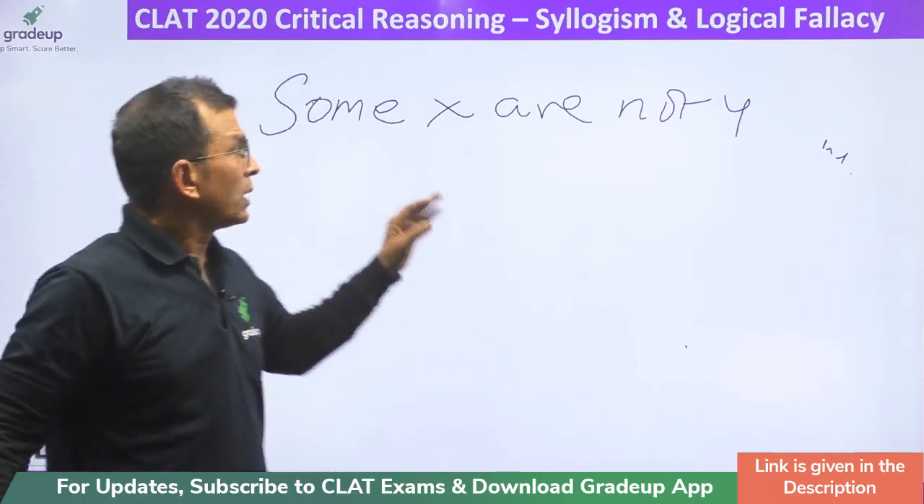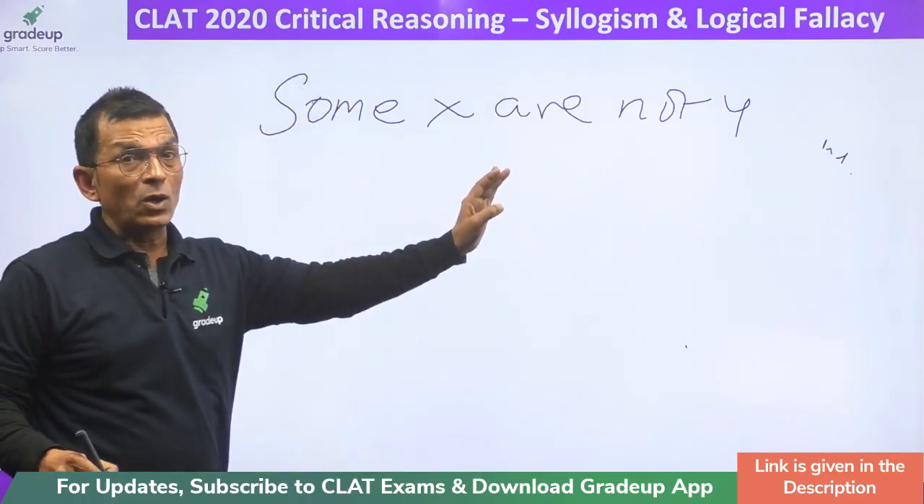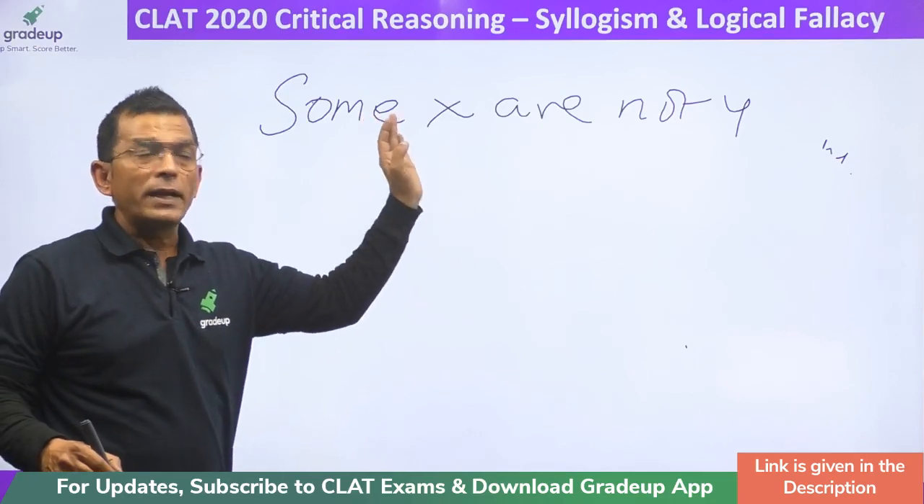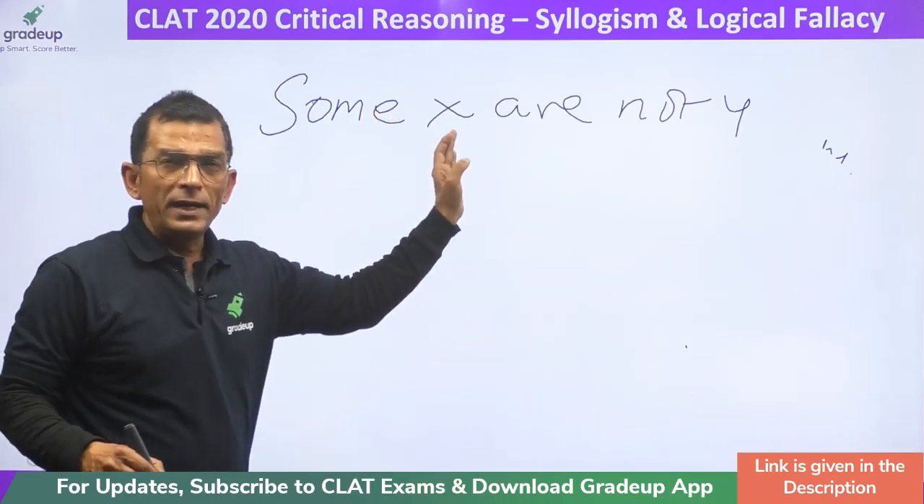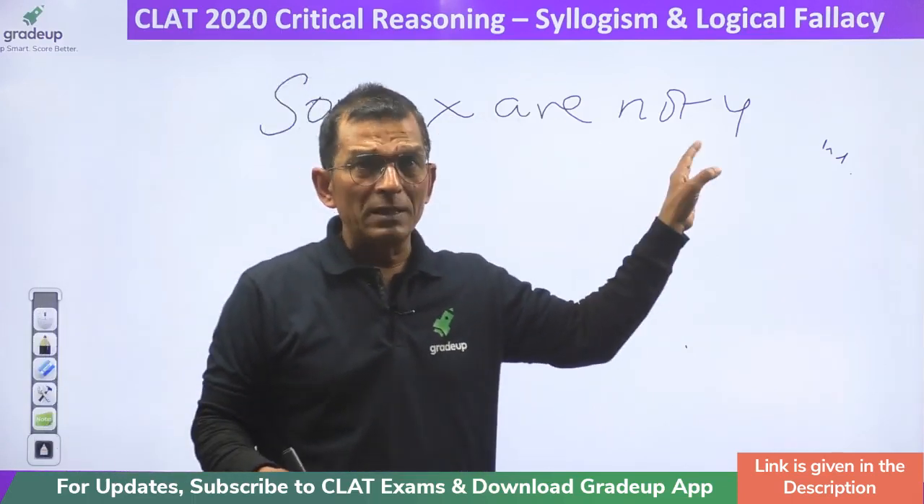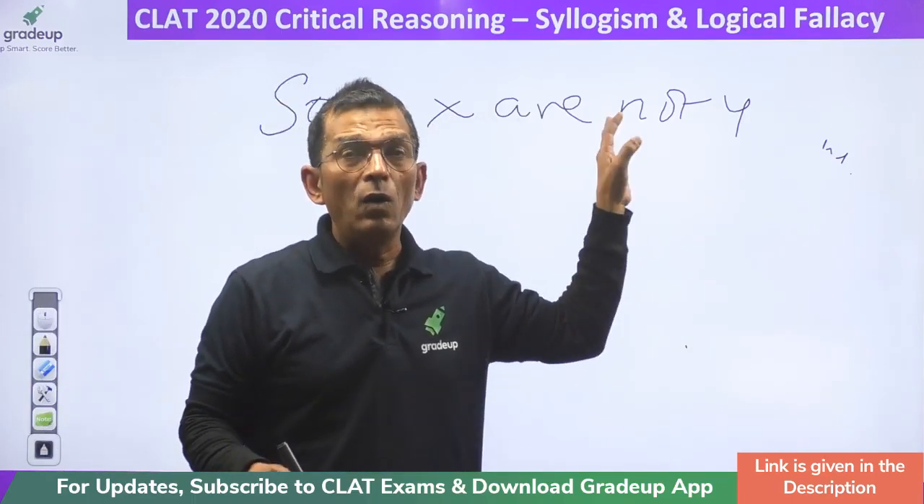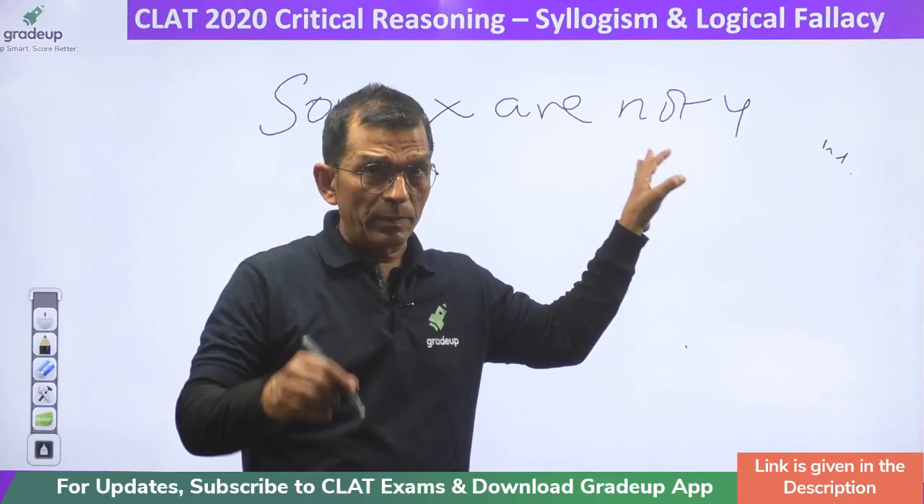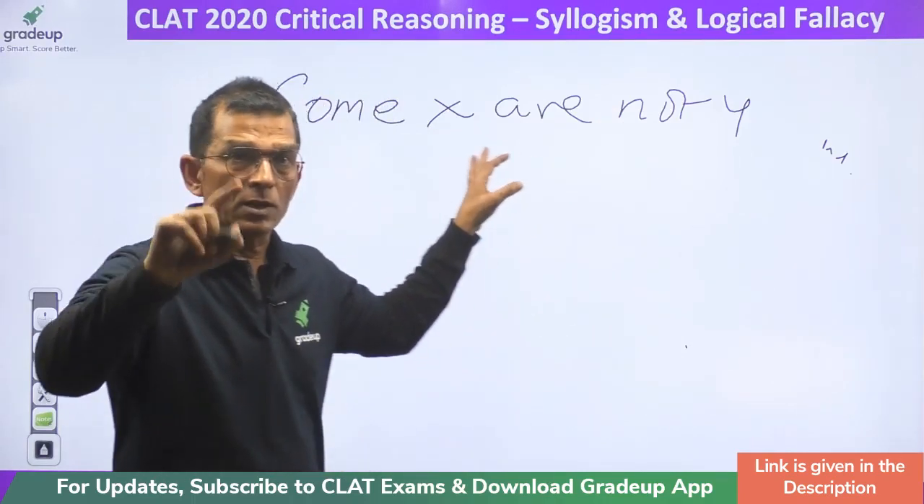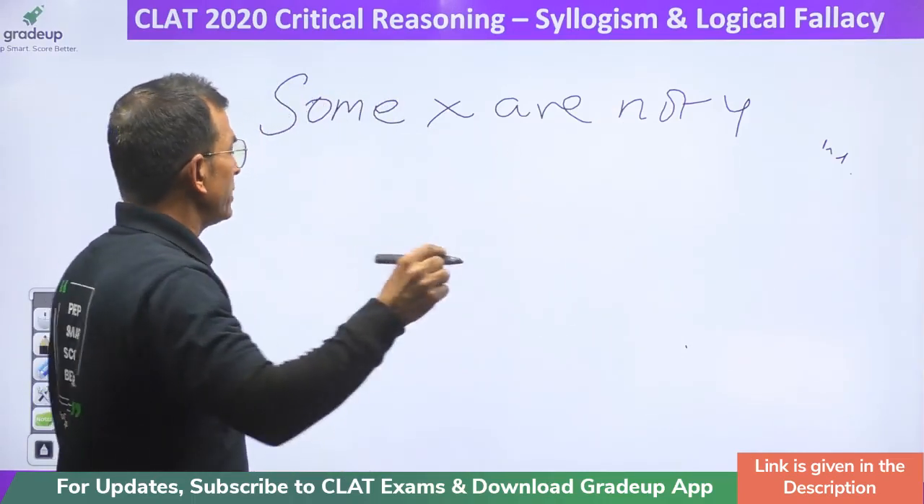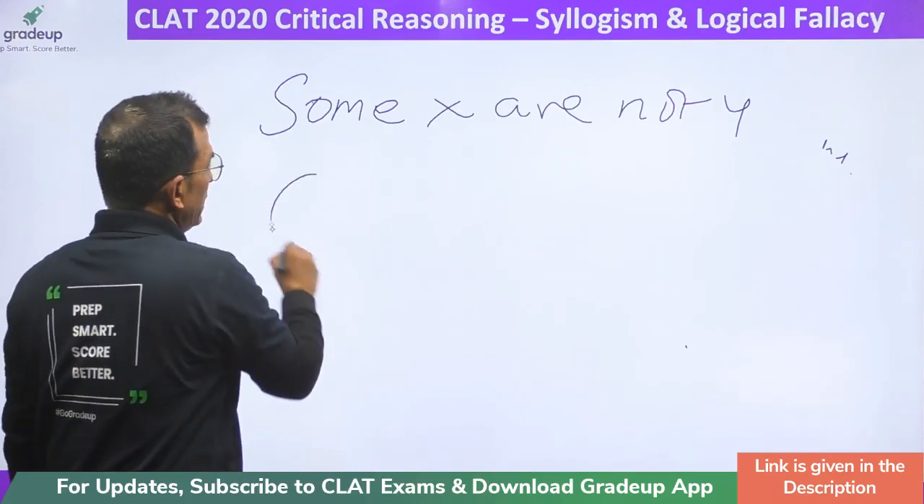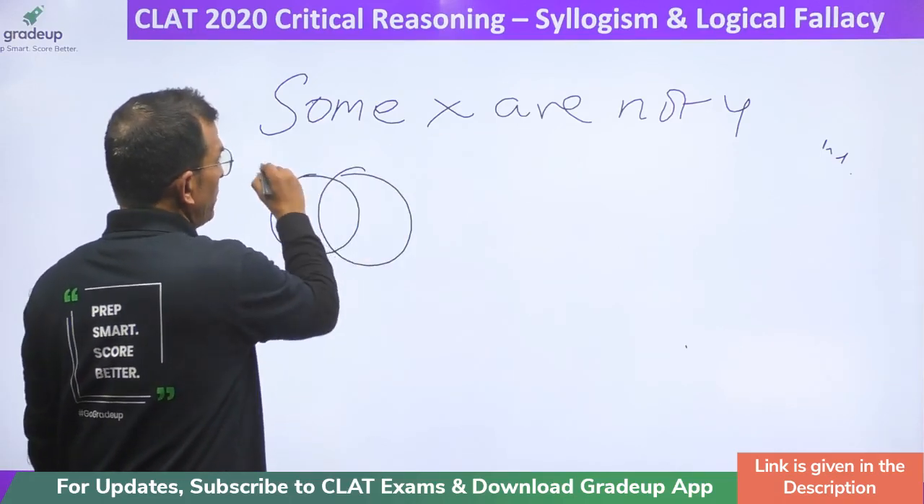Now look at this. When I say some X are not Y, before writing the conclusions, let us see how we can represent this particular statement. How all can we represent this particular statement? Third possibility, I am coming to that. Ria, I'll show you that. Wait. Now look at this. Is this a good representation of this?